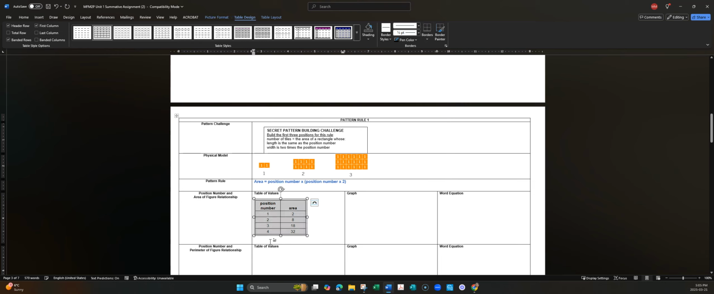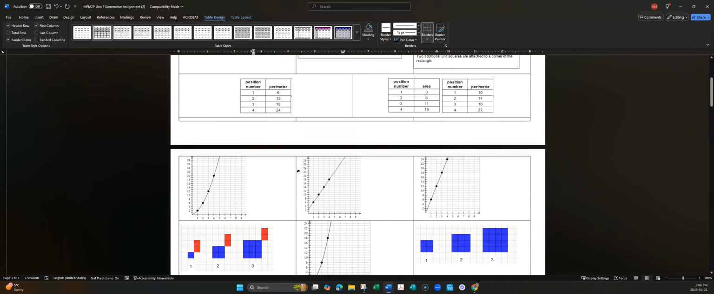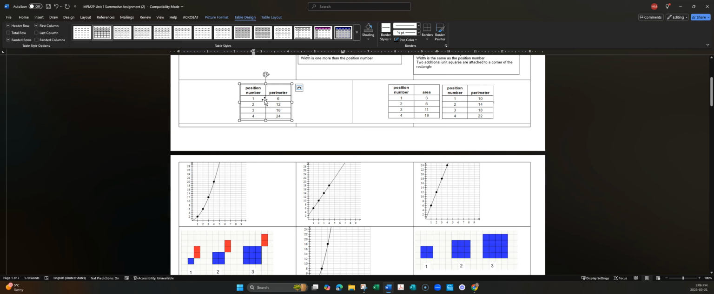And remember, I told you there was a little hint. She kept her area and her perimeter together. Well, let's just double check. 1, 2, 3, 4, 5, 6. For position 1, I can count 6 sides. For position 2, I'm going to start here. 1, 2, 3, 4, 5, 6, 7, 8, 9, 10, 11, 12. So 2 would be 12. So let's go see if I can find a 1, 6, 2, 12 table. Of course, I've already told you she's kept them together.